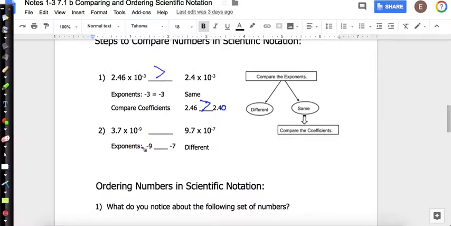Now look at the next example. If we look at the exponents, we notice they're different, so we can just compare them. How does -9 compare to -7? It is less than, so put a less than symbol here. And this is just a chart to show you. Compare the exponents. If they're different, then we can just look at them to compare. If they're the same, then we can compare the coefficients, that root number in front.